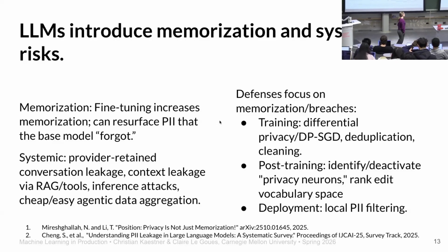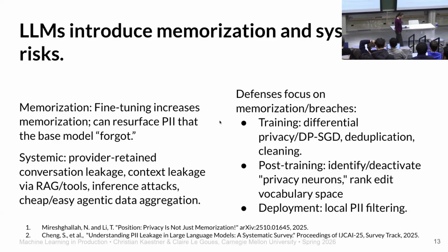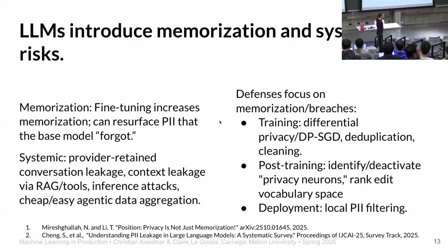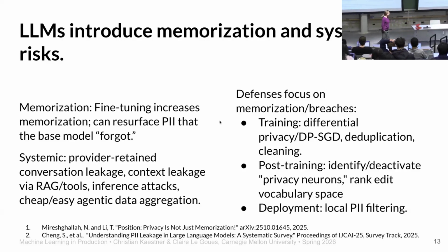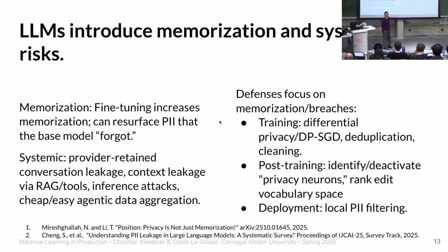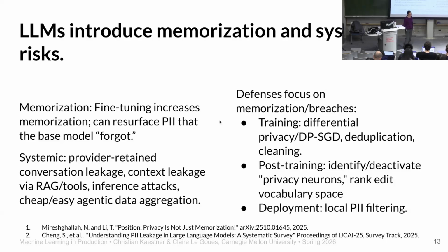And for the most part, defenses in the security research or the privacy research surrounding large language models have focused primarily on memorization as a risk and how to mitigate that. And a little bit on reducing the risk of breaches, in the security sense, and less on some of the other systemic risks that can come out of leakage, for example, context leakage in RAG-enabled systems.